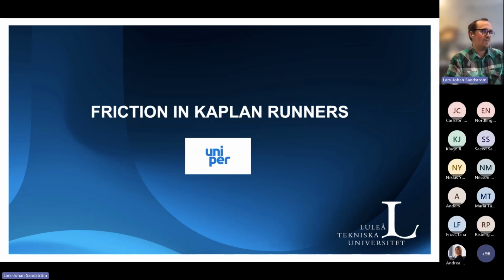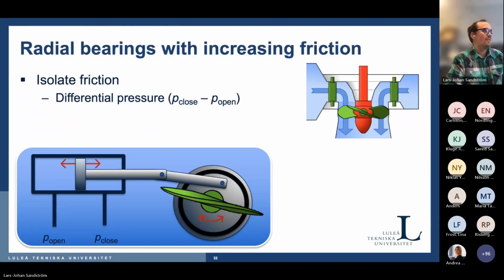Then I thought I'd talk a little about friction in Kaplan runners. It's another case we have been working on together with Uniper. So here we have a Kaplan turbine where they suspect that they have a friction increase that's not beneficial or not as it should be over time. And overall, you can say that hydropower turbines or Kaplan turbines have a lifetime of about 40 years or so. But here they think they experience problems a lot earlier than that.